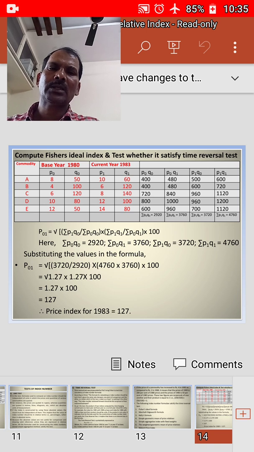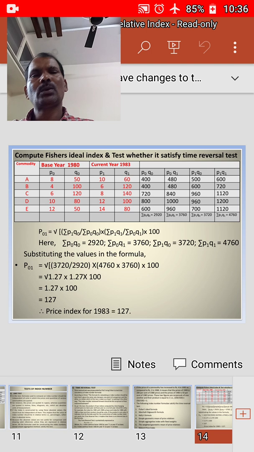10 into 60, 600. 6 into 120, 720. 8 into 140, okay, 1120. 12 into 100, 1200. 14 into 80, 1120. Now we need to add all these.